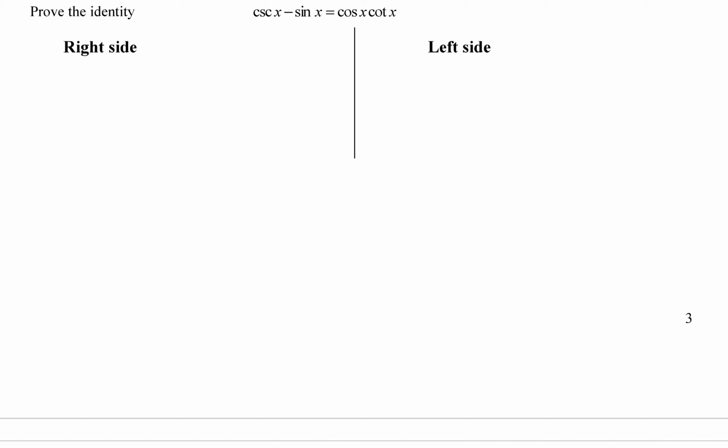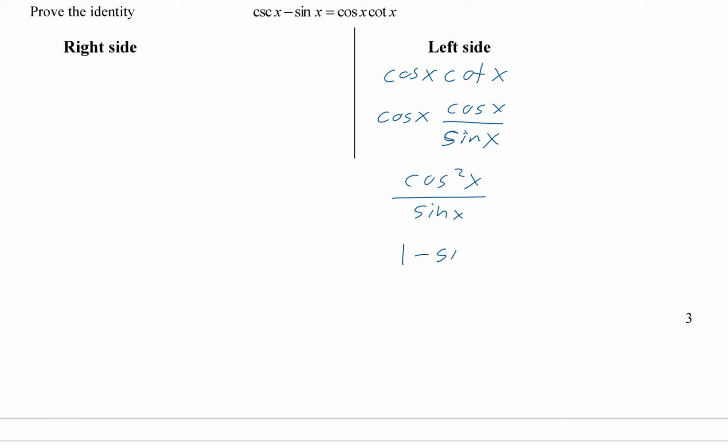I'm going to pick with the cosine x. Start with the cosine x, cotangent x, because I know with this one I'm going to have to add them with a fraction, and it's fine. It's not going to be difficult, but I know this one is just a quick change. So we end up with cosine squared x over sine x. And that goes back to our Pythagorean identity. So we can go 1 minus sine squared x over sine x, and then divide. And we end up with cosecant x minus sine x.